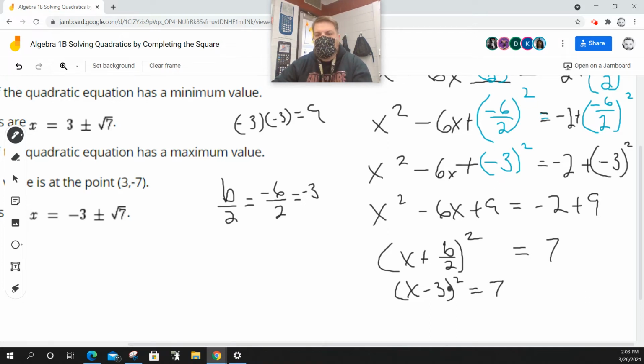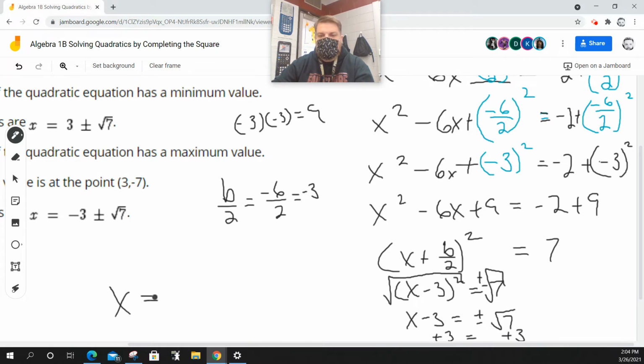Now, how do I undo a square? Take the square root. So when I take the square root of this side, I got to do plus or minus the square root on this side. So then I'm going to get x minus 3 is equal to plus or minus the square root of 7. What do I do to solve for x? I'm going to add 3 to both sides. Now, when I add 3 to both sides, I kind of ran out of room. I'm going to get x is equal to positive 3 plus or minus the square root of 7.